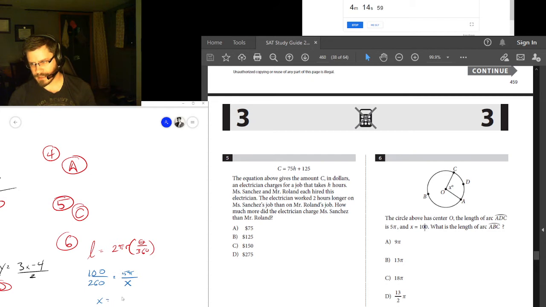We get x equals 5 pi times 260 over 100. The 100s reduce a little bit there. 26 and 10 have a common factor of 2. 5 cancels out, and you get 13 pi, which is B. That's number 6.